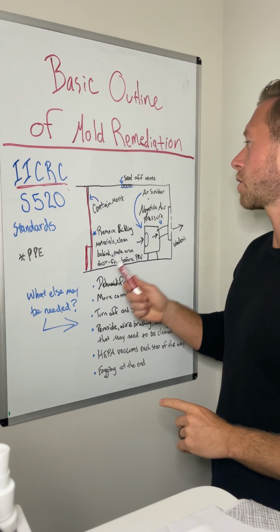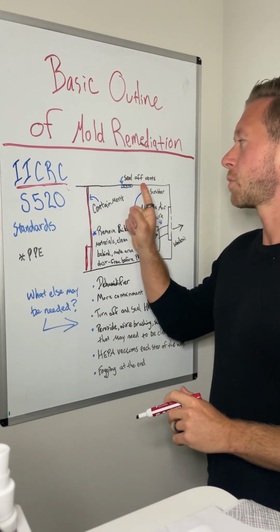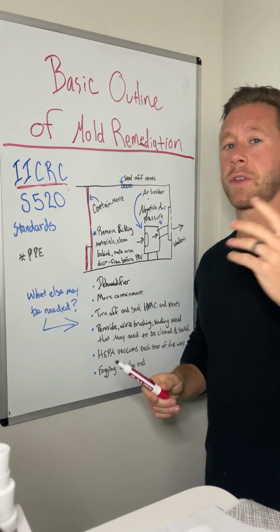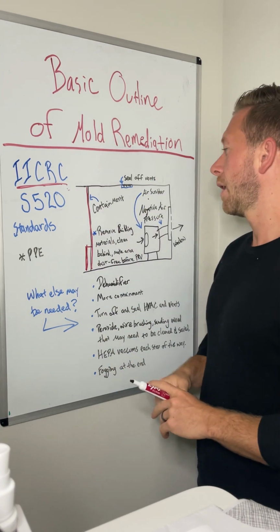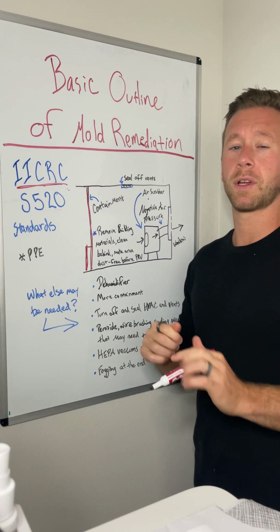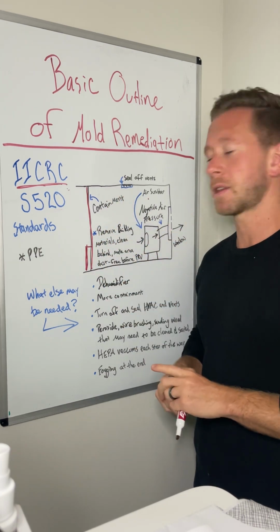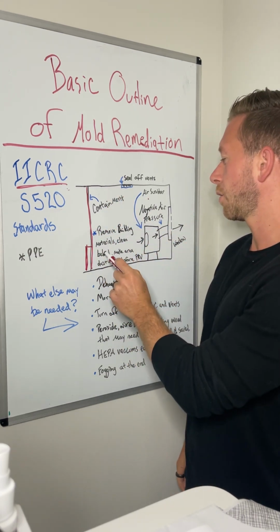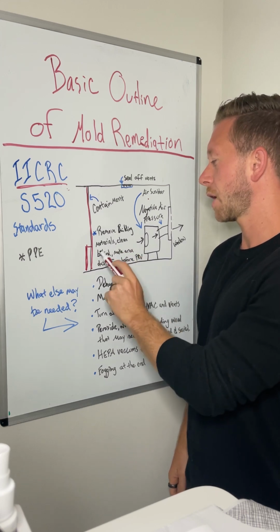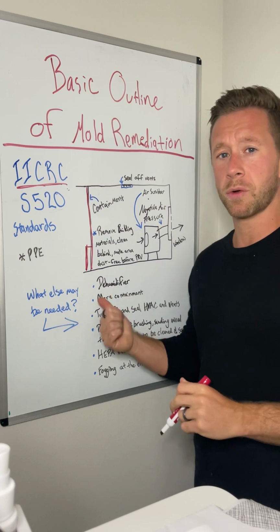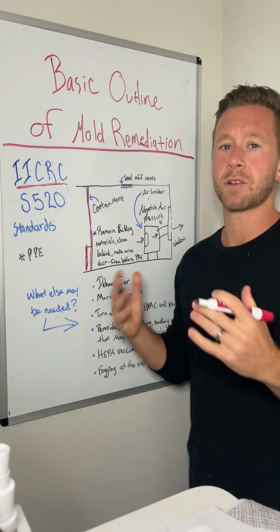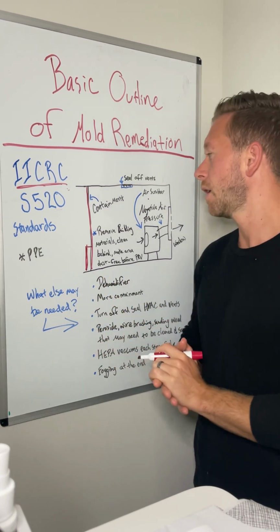So negative air pressure is pumping air out. It would be smart to seal off the vents, to turn off the HVAC system entirely so we're not cross-contaminating the whole house. When building material is being removed, it's going to disperse into the air. So you always want to have them be cleaning behind themselves, make sure the area is dust-free before the post-remediation verification. That is your clearance testing to make sure all was done properly.